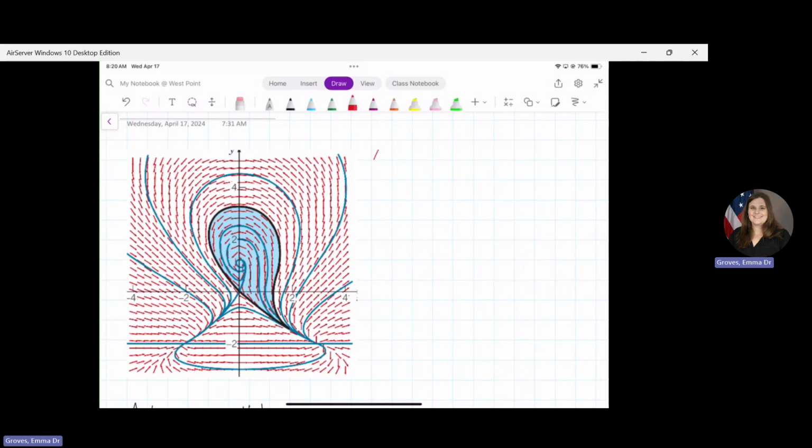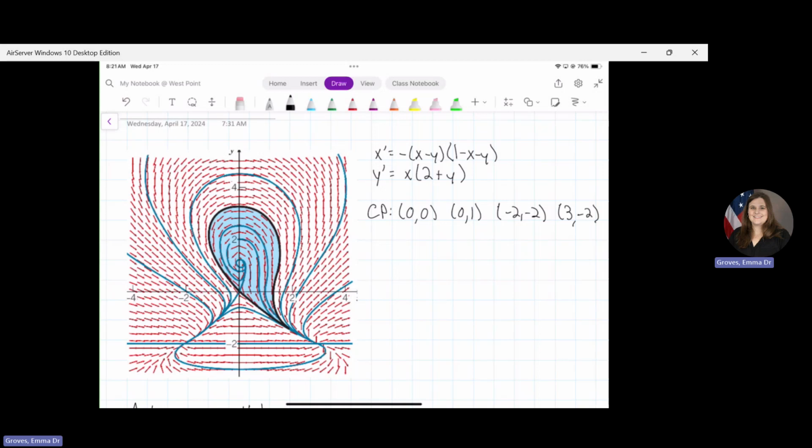So this phase plane is from the differential equation x prime equals negative x minus y times 1 minus x minus y, and y prime equals x times 2 plus y. If you were to solve this, it would have the following critical points: 0, 0; 0, 1; negative 2, negative 2; and 3, negative 2.